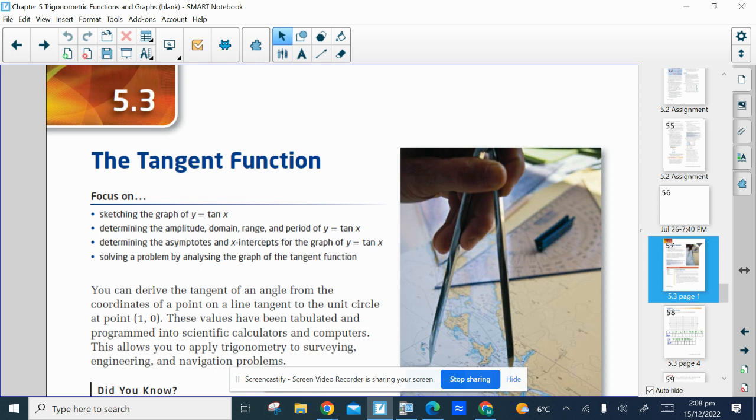Okay, so we're finishing off this chapter today, doing 5.3, looking at the graph of tangent. We're going to see that it is quite a bit different than sine and cos. It's not sinusoidal. It doesn't have that wave shape to it. And we're also going to see that the period is different, as well as domain and ranges are different as well.